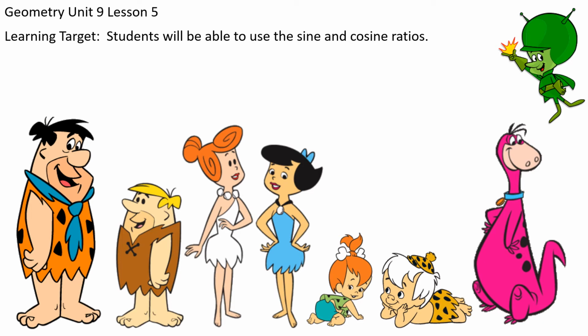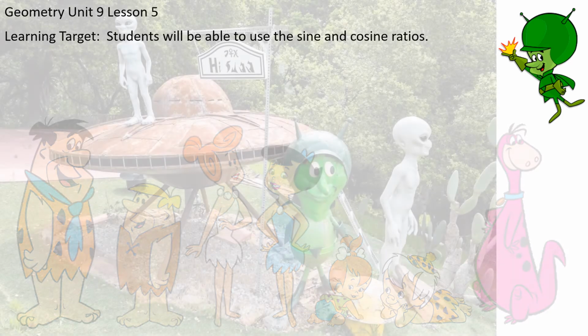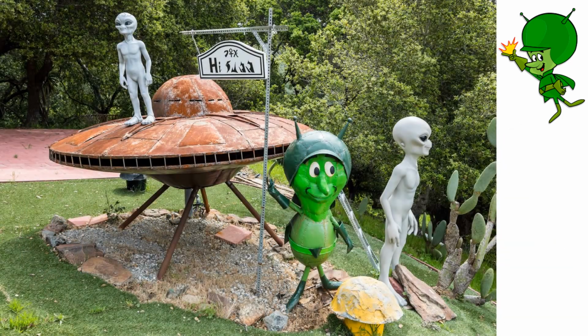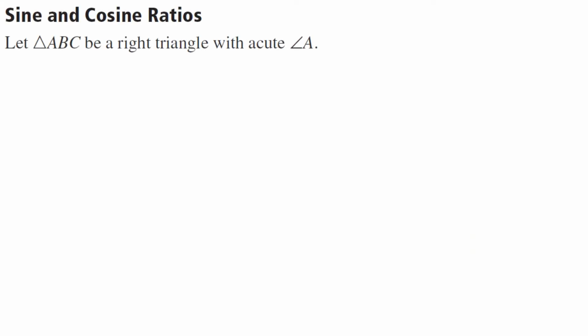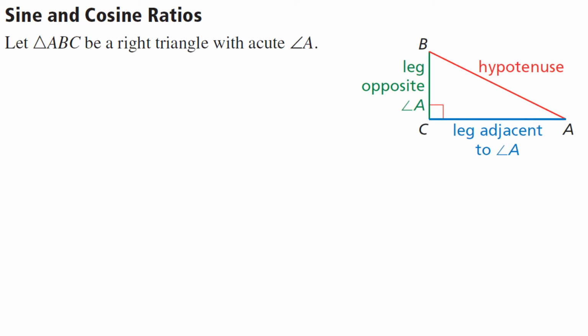Okay, so we learned about the tangent ratio. Now we want to learn about the sine and cosine ratios. Some people's yard art, go figure. So what exactly are we going to do with the sine and the cosine ratios?